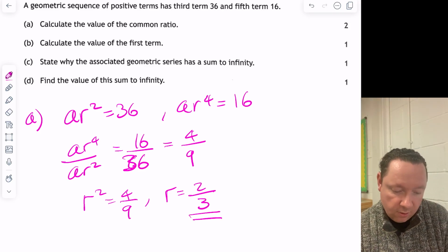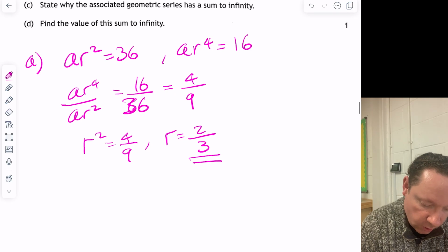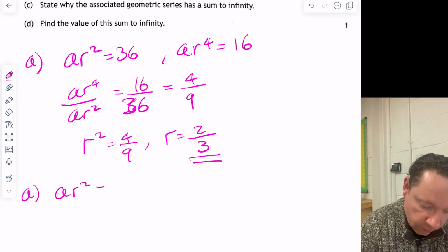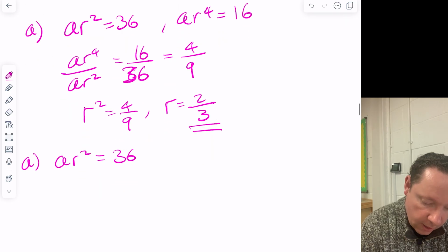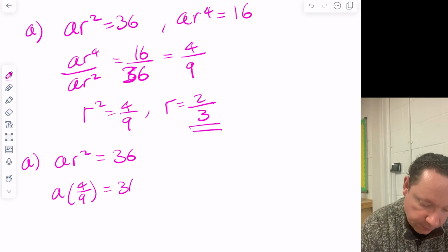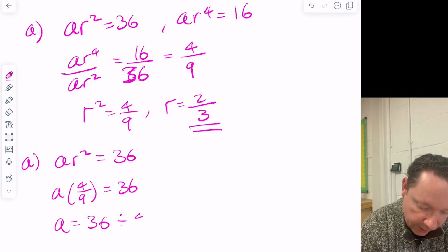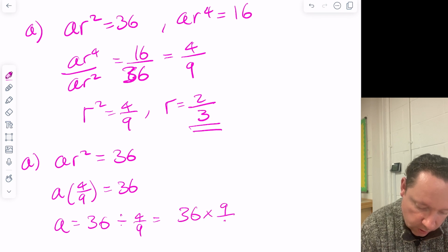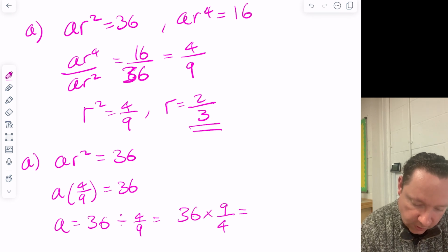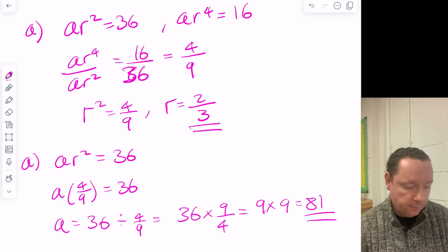Part B says, calculate the value of the first term. Well, the first term is A. So just using AR^2 equals 36, A times 4 ninths, because that's R squared, equals 36. So A equals 36 divided by 4 ninths. 36 times 9 quarters. Well, 4 nines is 36, so that's 9 times 9, which is 81. So the first term is 81.